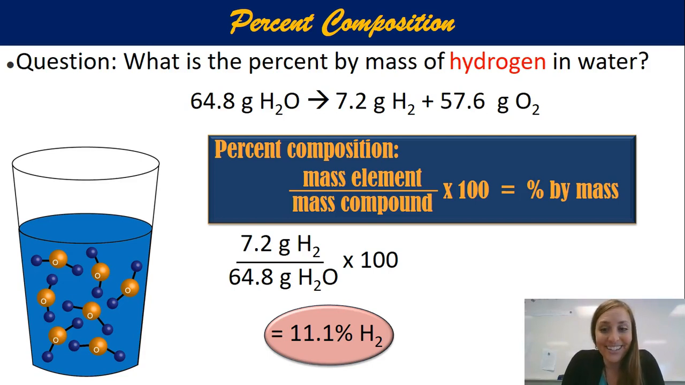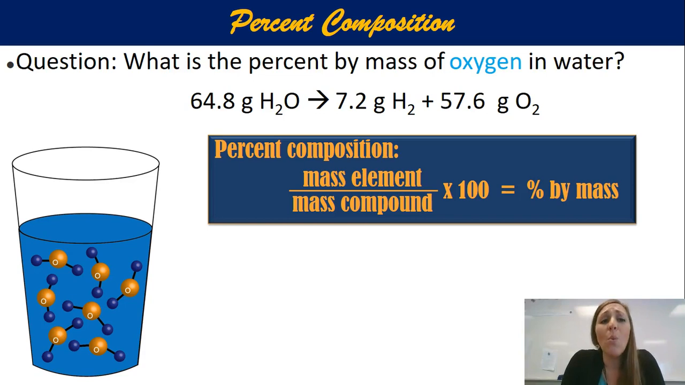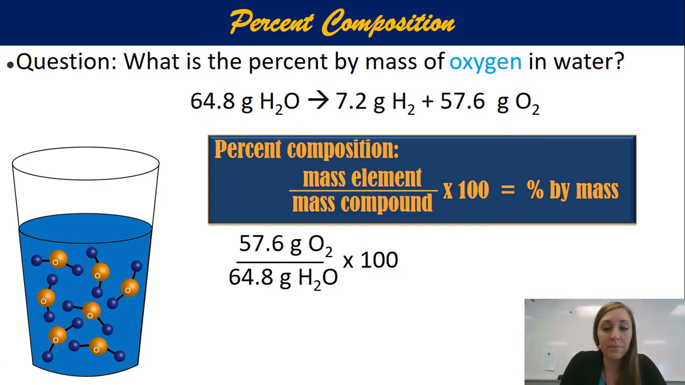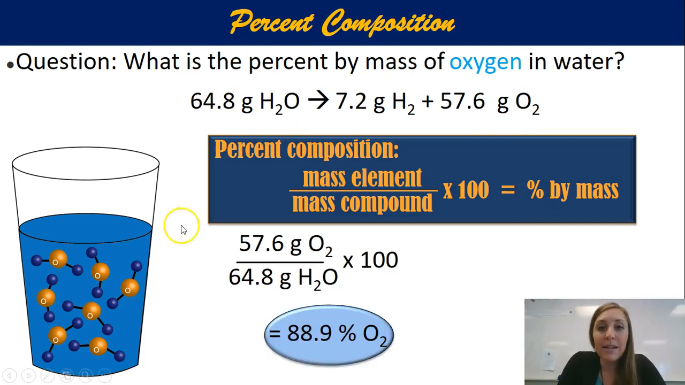All right, let's do another one. What percent by mass is oxygen in water? Okay, we're doing the exact same thing, but now we're talking about the other element. So we had done hydrogen, now we're going to do oxygen. So mass of the element would be 57.6 now, because we're talking about oxygen. Mass of the total compound is what it broke down from, 64.8 grams of water times 100. Plug it into your calculator and you're going to get 88.9% oxygen.